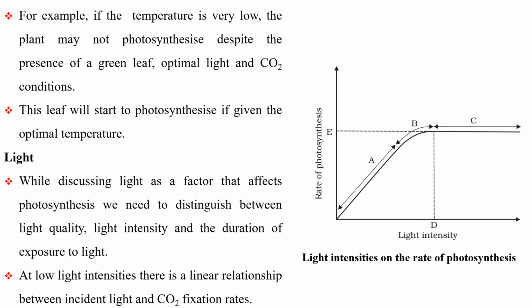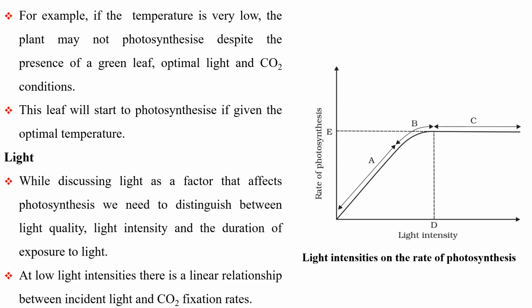For example, if the temperature is very low, the plant may not photosynthesize despite the presence of the green leaf, optimal light and carbon dioxide conditions. This leaf will start to photosynthesize if given the optimal temperature.